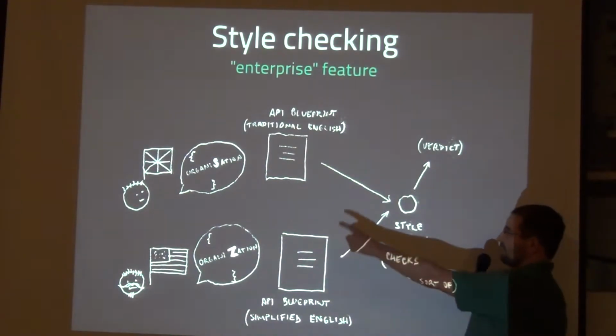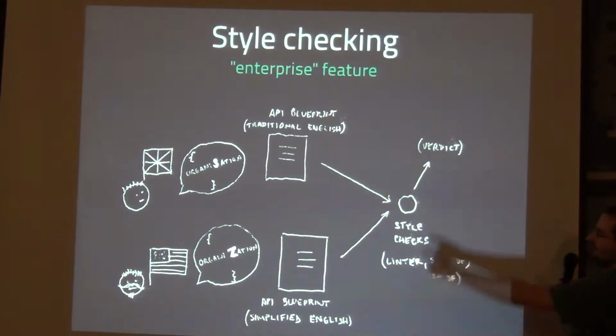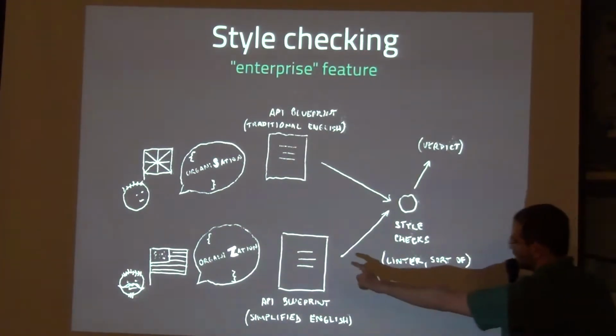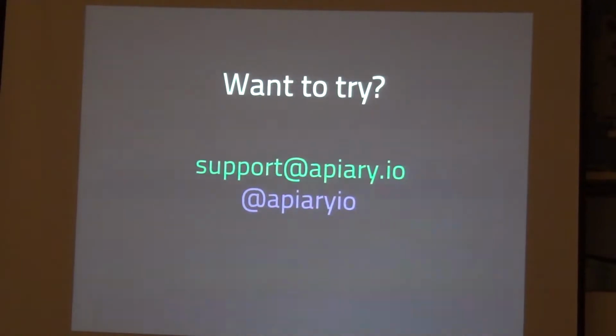For instance, this image says that if you write organization with S in traditional English, and if you write organization with Z in simplified English, you can style check it, and then it will tell you no, this is not consistent. Some of these features aren't publicly available yet, so if you are interested in them, or if you would like to give us some feedback, just let us know.